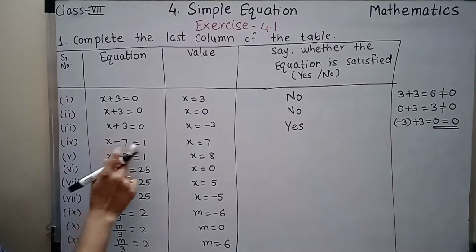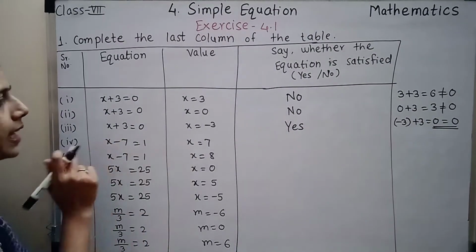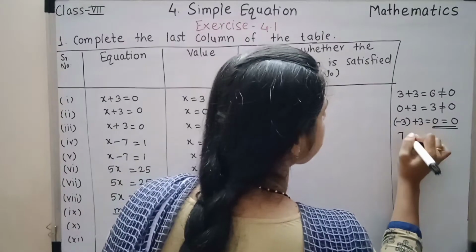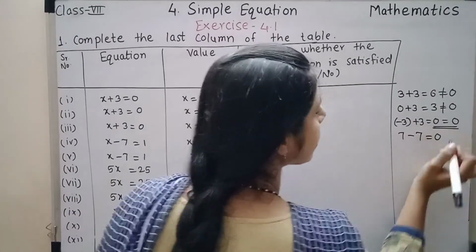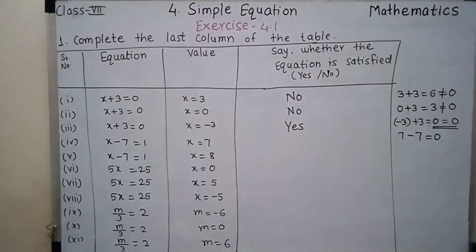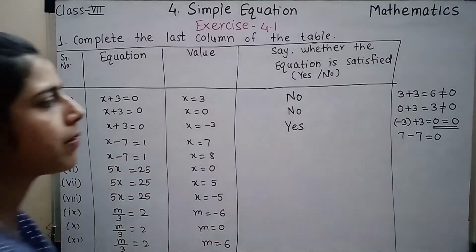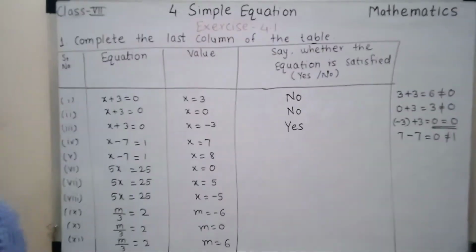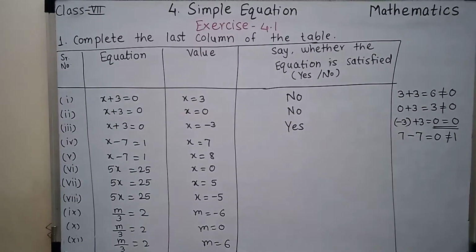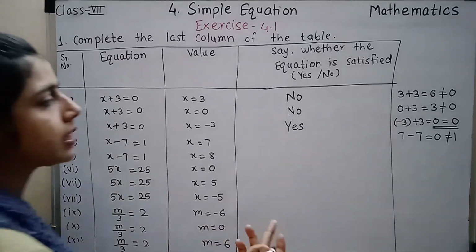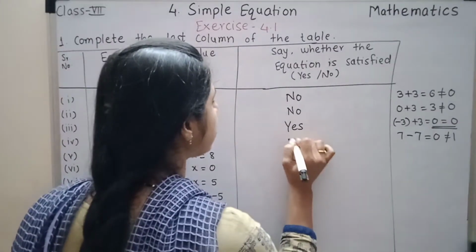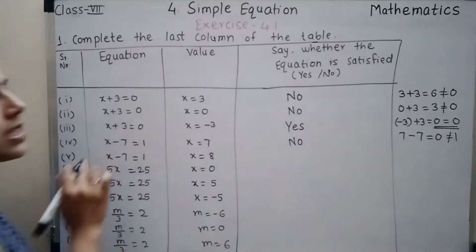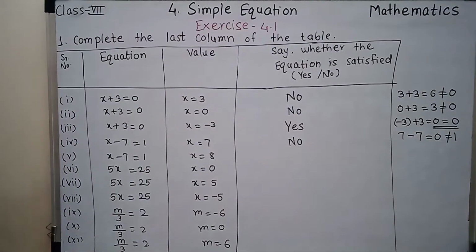Next is x minus 7 equal to 1. तो x की जगह हम क्या डालेंगे? 7 डाल देंगे तो ये बन जाएगा आपका 7 minus 7. तो 7 minus 7 किया तो आपका आ जाता है 0. लेकिन RHS कितना दिया है यहाँ पे? 1 दिया है. So does it equal 1? नहीं. 0 is never equal to 1. तो x equal to 7 ये वैल्यू आपका इक्वेशन सेटिस्फाई नहीं करेगा.